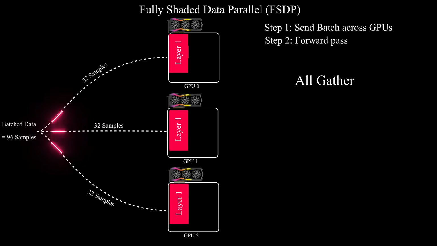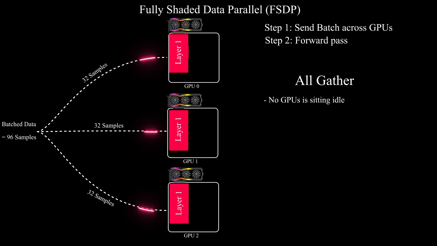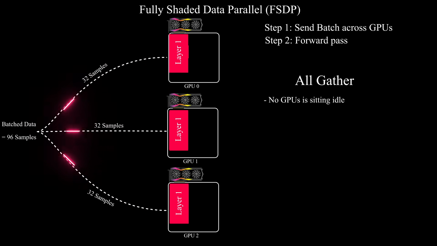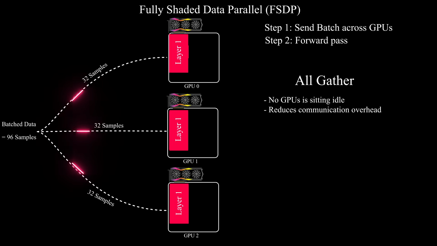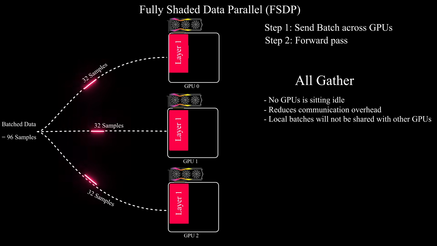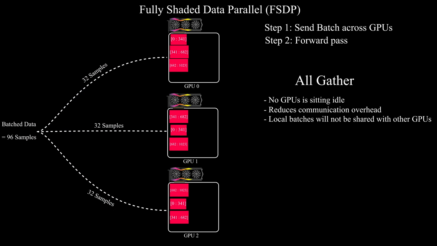And this operation will happen in parallel, so no GPU will have to sit idle. This solves the problem of GPUs sitting idle as well as reduces communication overhead. Please note that the local batches will not be shared during this operation. Once the operation is finished, the full parameters will be immediately discarded to save memory. However, the original shards will be kept in the GPU for the backward pass. And similarly, these operations will happen for all the layers. So this was the second component of FSDP.